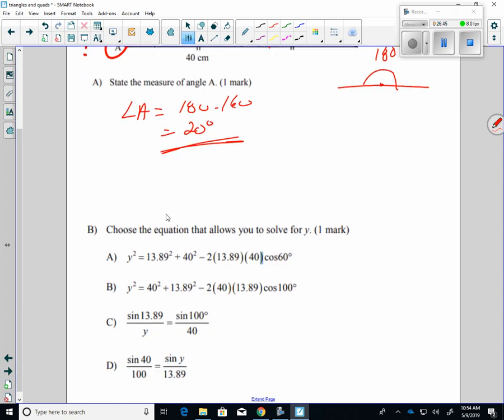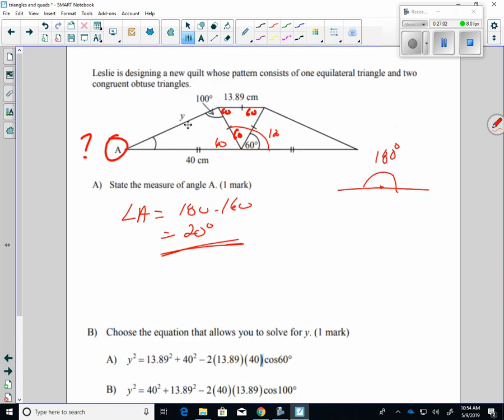Okay, so this is part B of the same question. This is a review, and I thought, well, I'm going to leave it in there. Choose the equation that allows you to solve for y. Where's y? Y is right there. Okay, so what do we know in this triangle?